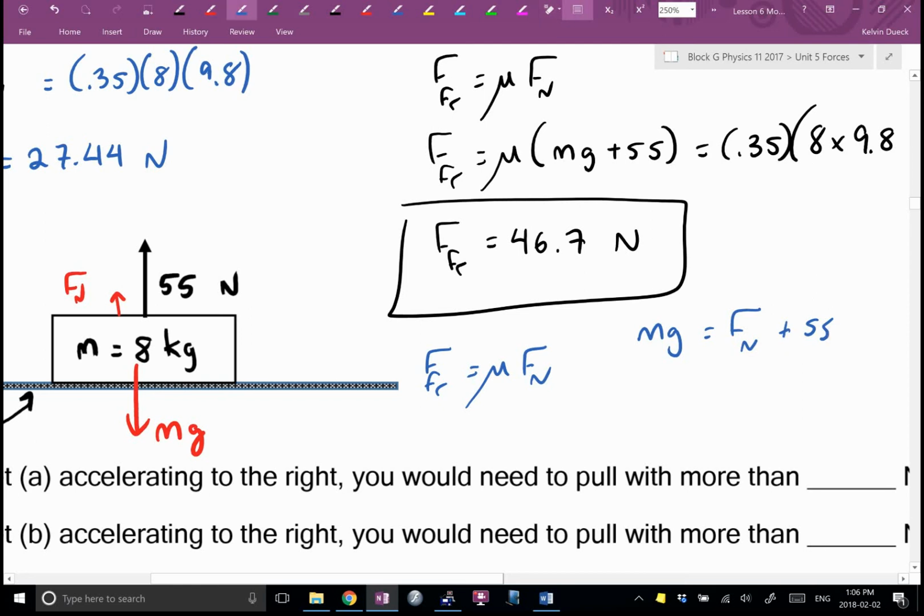Yeah, you do. How would I move the plus 55? How would I move the plus 55 over? So you're telling me, and you're right, that the normal force here is mg minus 55? And I can put that in brackets and walk it right over there. And this is why, Tristan, I reacted so strongly.